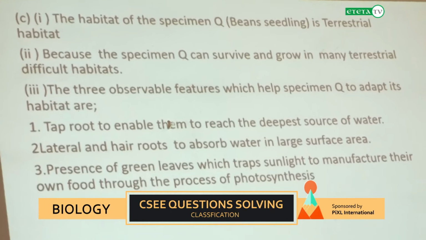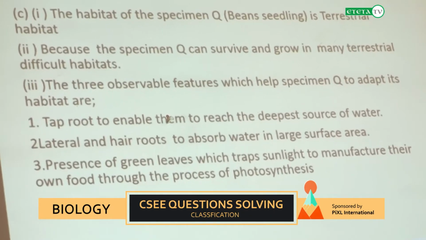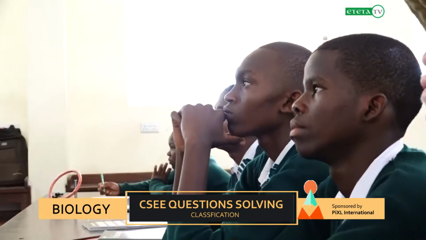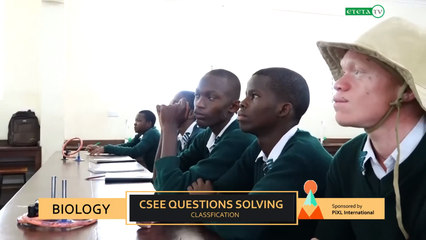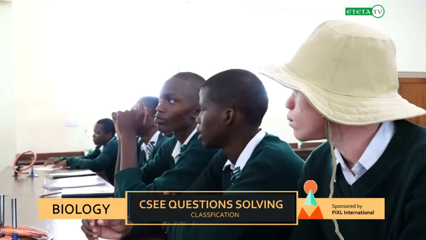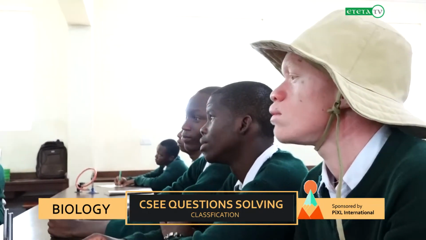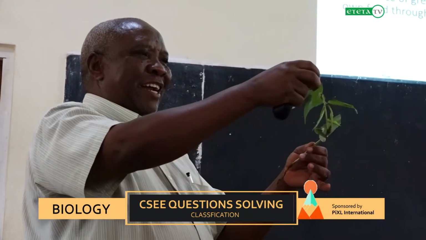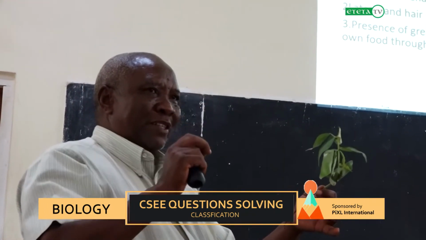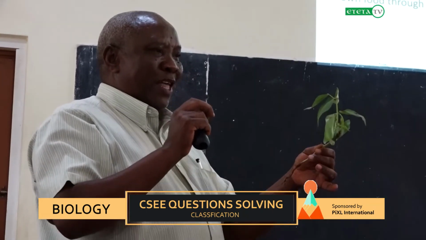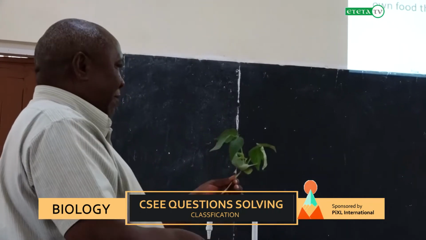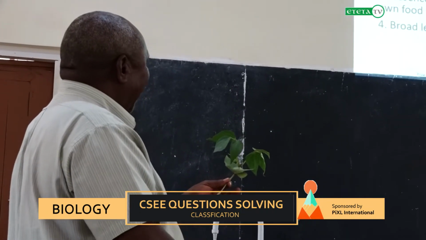Another point, the presence of green leaves. We have the green leaves here. The green leaves trap the sunlight from the sun to manufacture their own food through the process of photosynthesis. It means that this green color traps the sunlight rays, so that the process of photosynthesis takes place in a proper way. So the presence of green helps this plant survive in its habitat.